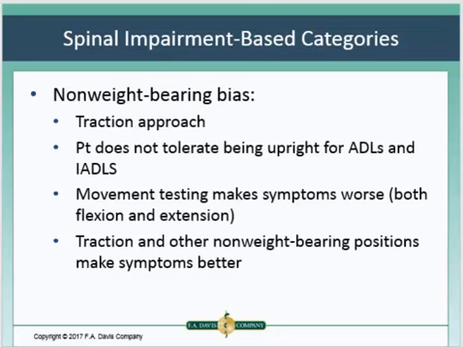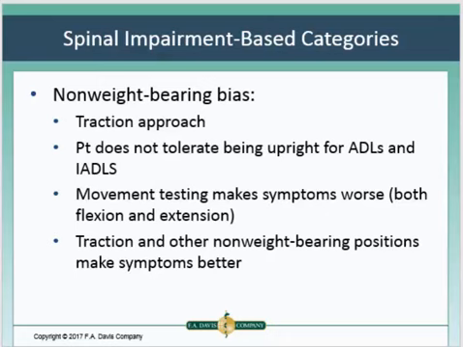Okay, someone with a non-weight bearing bias typically has pain that refers beyond just the low back. It can refer into the legs, sometimes as far as the feet. These individuals are worse when they perform flexion, and they're worse when they perform extension. They prefer to be in a non-weight bearing position. So things such as traction and other non-weight bearing positions, putting them in a pool, will make them better. So hopefully you can already start to figure out how we could treat somebody with a non-weight bearing bias.